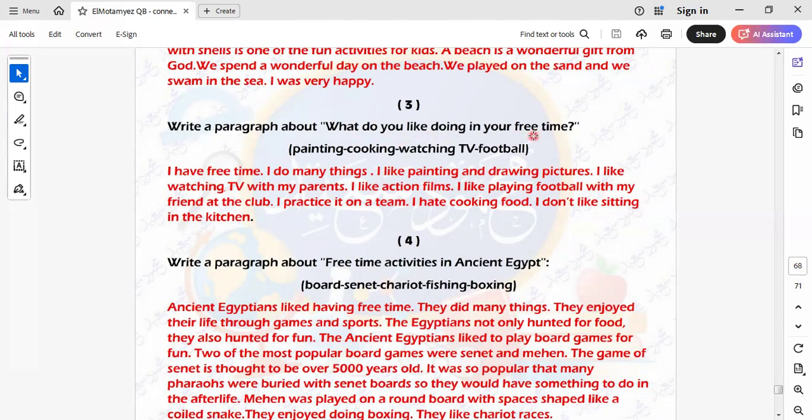So, my hobby and free time, I think all of us give the same meaning to the things we do in our free time. I have free time. I do many things. Some of you say I like painting. Others say cooking. Others say reading. You don't have to write painting or drawing. All of us can write the hobbies that we like.